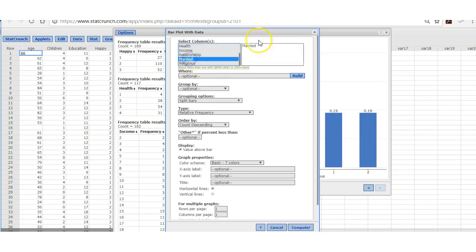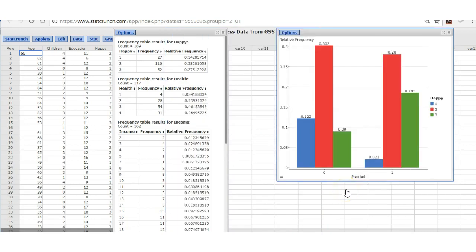So I'm going to start with married, and so I'm just selecting married for my column, and then I'm going to have it grouped by the variable happy. So what this is going to do is it's going to look at a bar graph for married, but it's going to group it by how they responded to the question about being happy. Here's what that graph would look like.